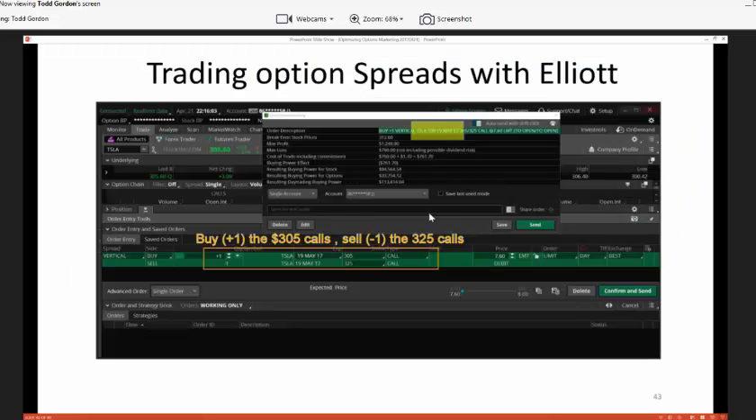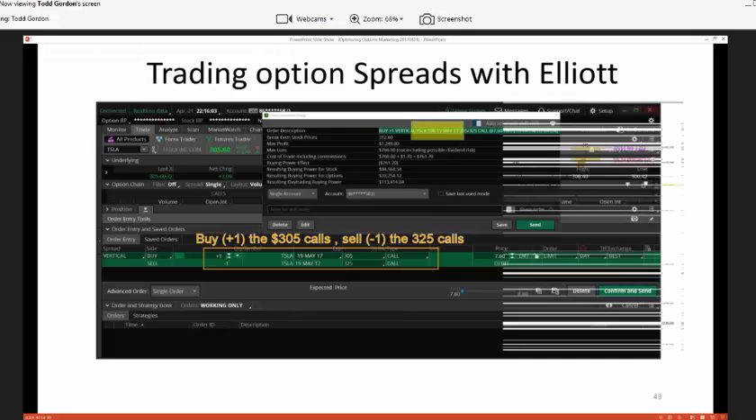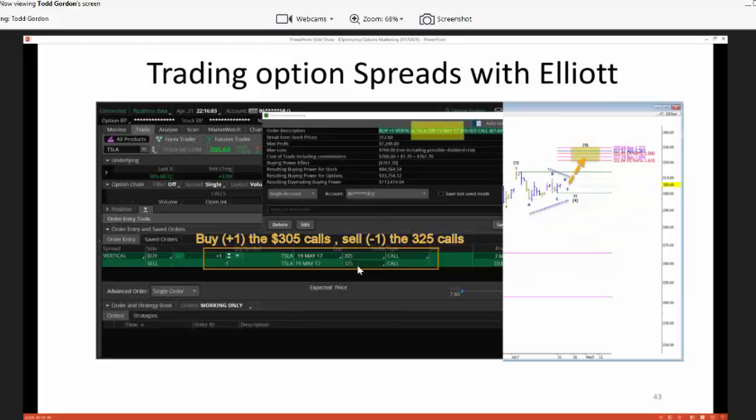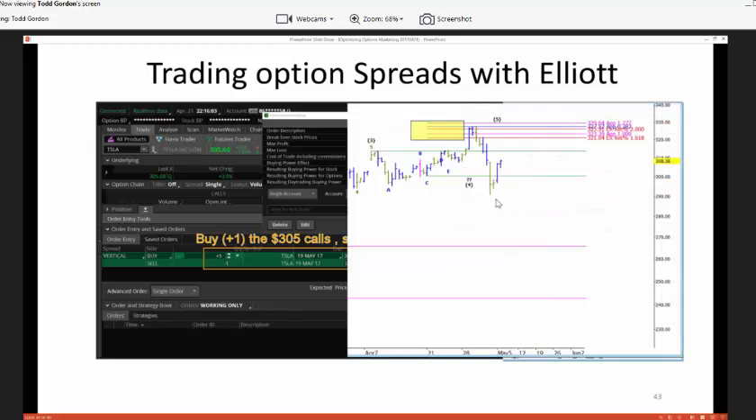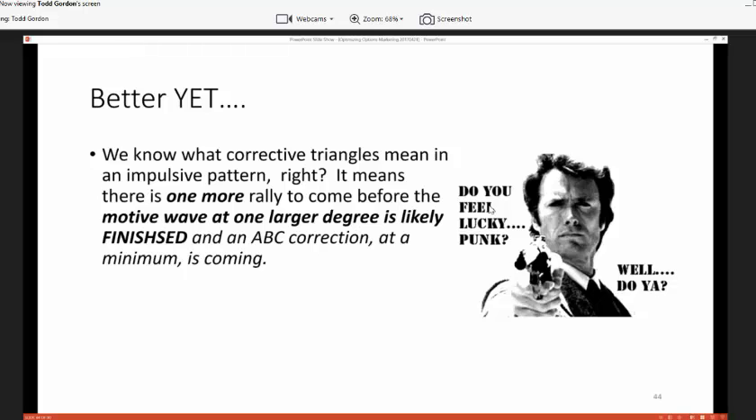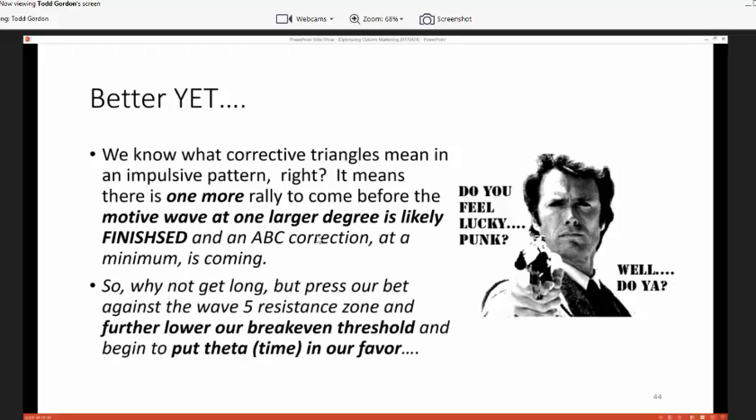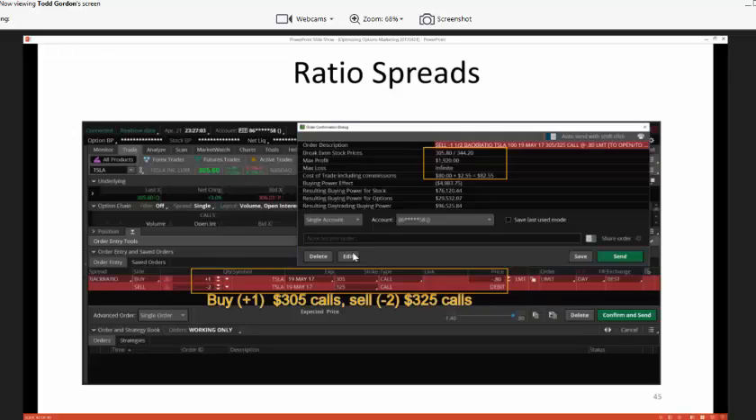Better yet, guys, you could do something even better. Rather than buying one of the 305s and one of the 325s, oh, by the way, this actually just worked out perfectly. We went up to wave 5, held the wave 5 zone and backed away. You could even do this with a ratio, and this is not applicable to everyone, and I have a ratio on right now, but if you want to press it, here's what you do. Rather than buying a 305, 325 call spread, you can sell 2 of the 325s. Buy one 305, sell two 325s.